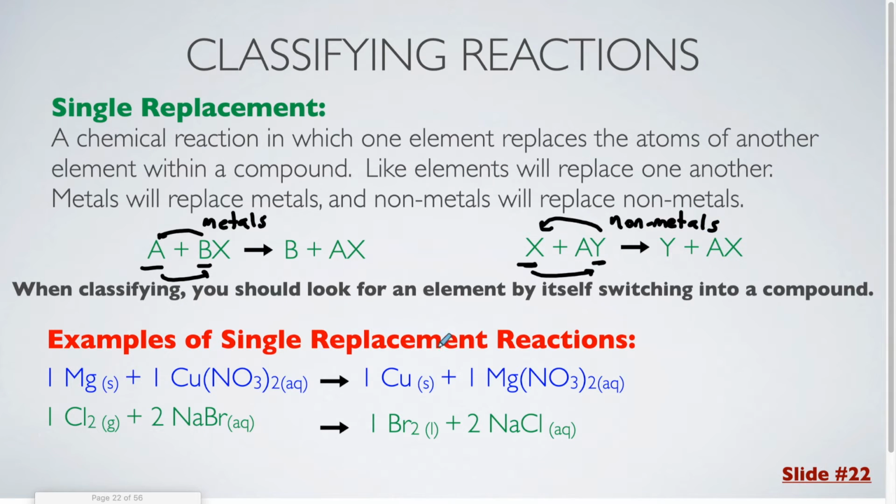So when you're looking at this type of chemical reaction and trying to classify it, what you're looking for is an element by itself, which is then within a compound at the end, and then a new element by itself. Here we have a couple of examples. In this one, I have a metal switching with a metal. So notice that now copper is by itself, and magnesium is in the compound. And here I have a nonmetal switching with another nonmetal. So now bromine is by itself, and chlorine is within the compound.